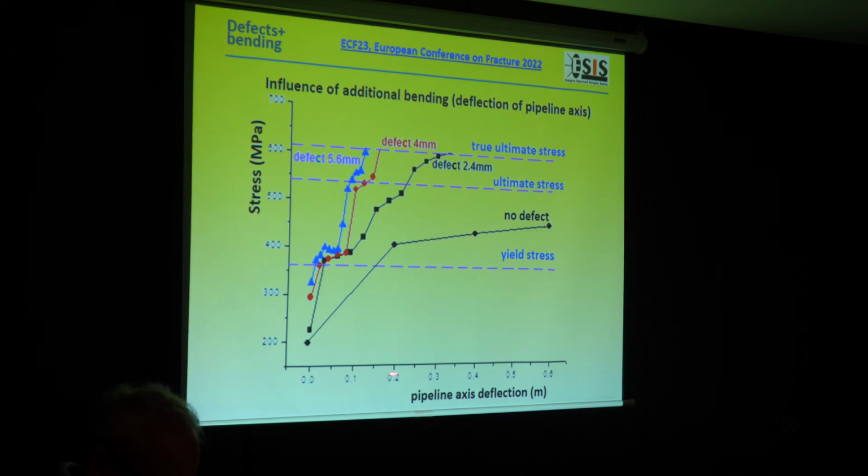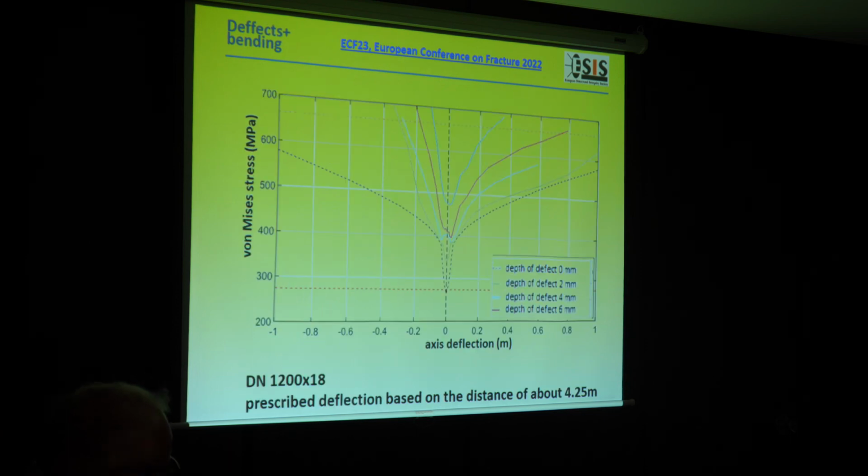This is once again pipeline deflection. Here in this X, and here is the curve of increasing depth. This is no defect, 2.4 millimeters, etc. It's possible to see here the increase of stresses without the bending, and here the increase with bending. These stresses to the burst pressure increase very strongly.